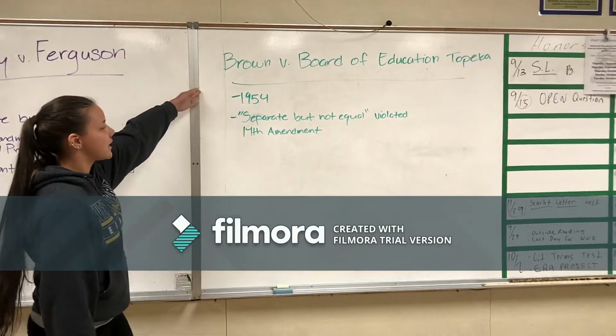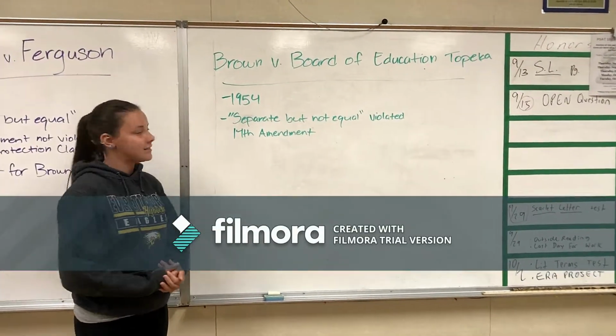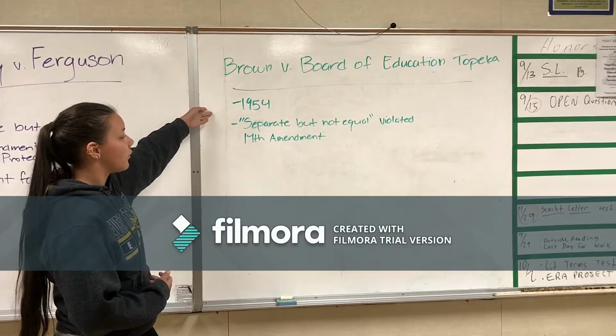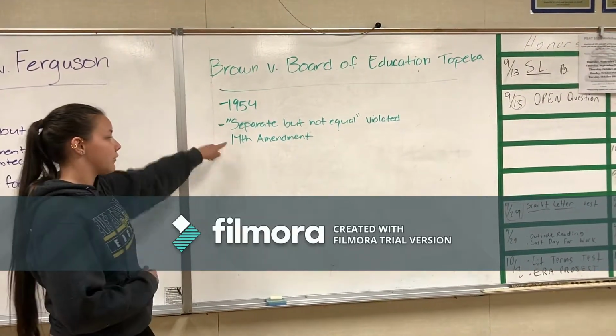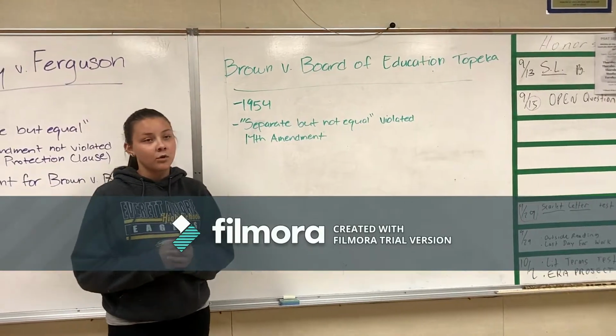Brown versus the Board of Education is one of the other most prominent cases. This case was heard in 1954, and the court agreed that separate but not equal did violate the 14th Amendment because those facilities were not equal at all.